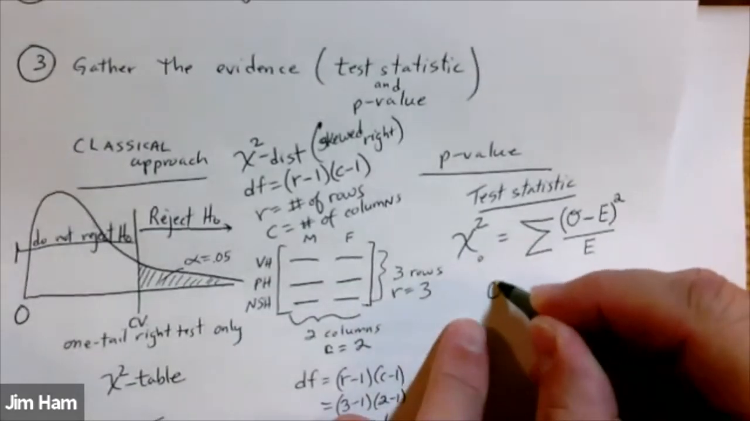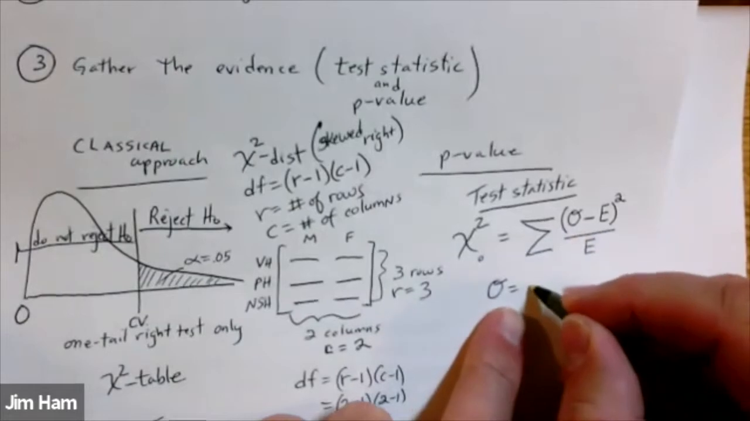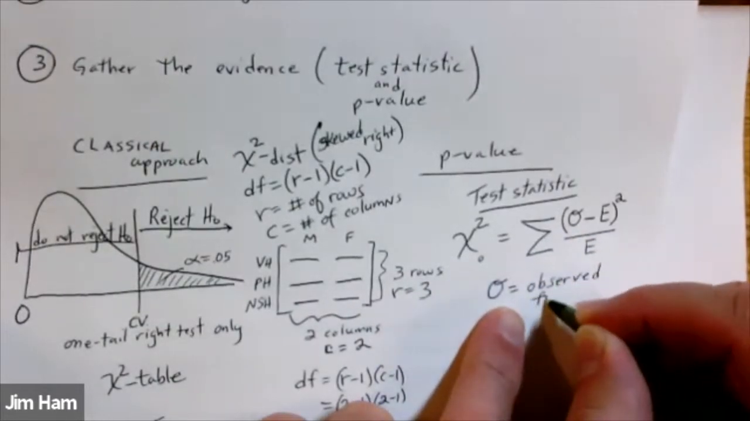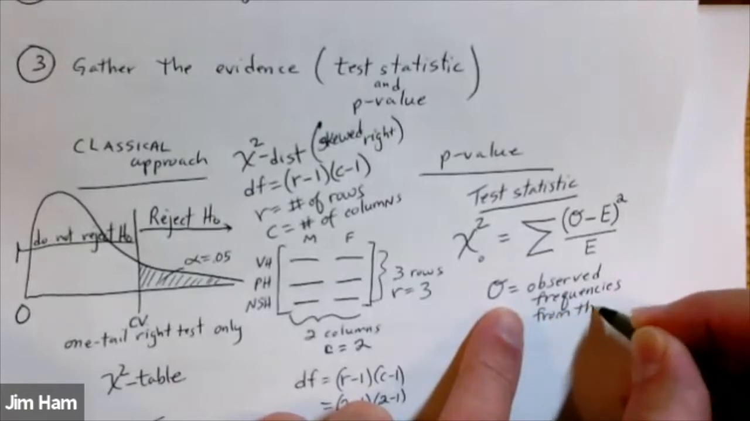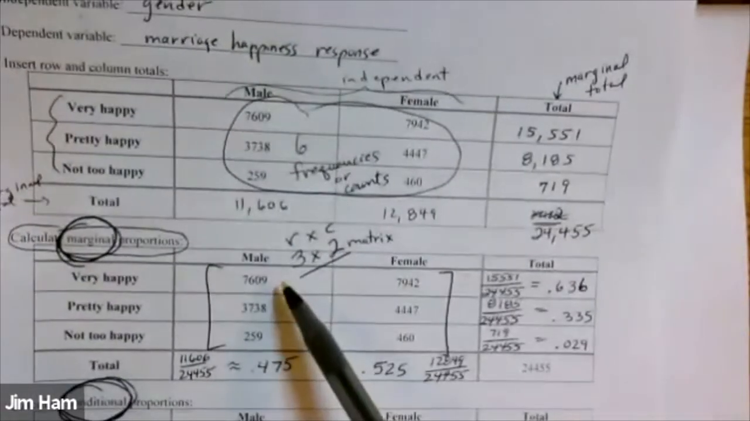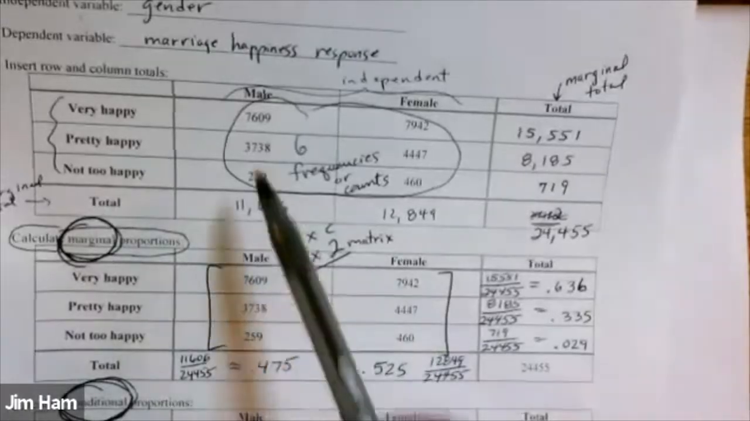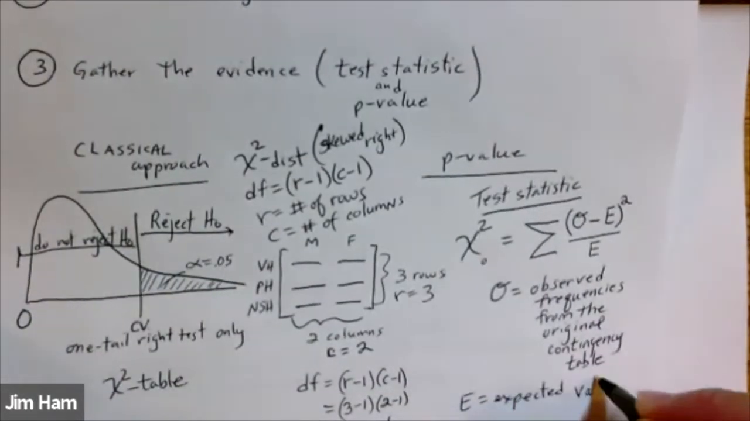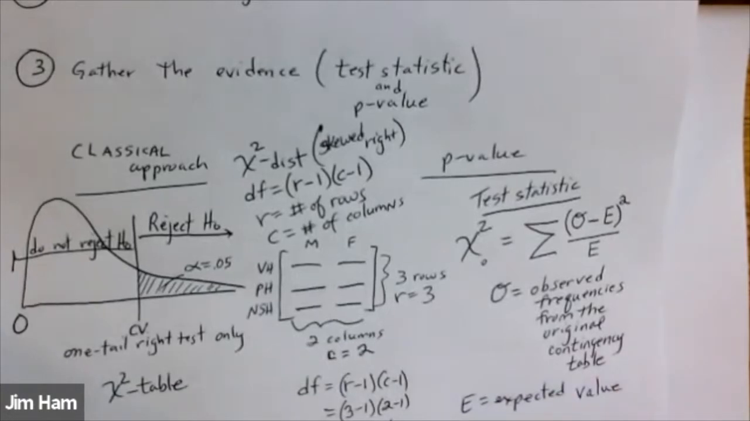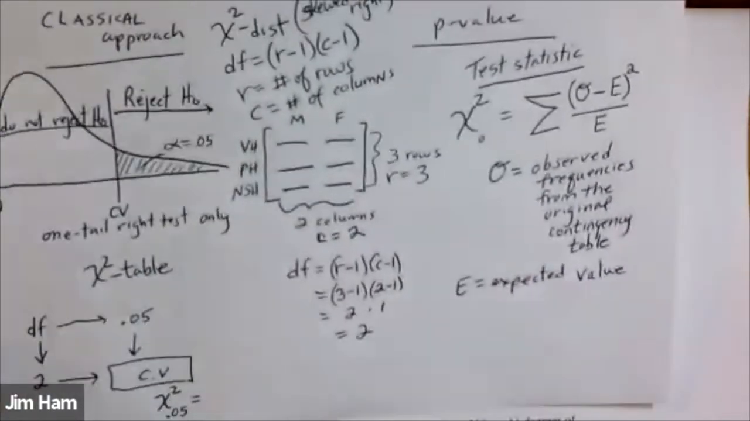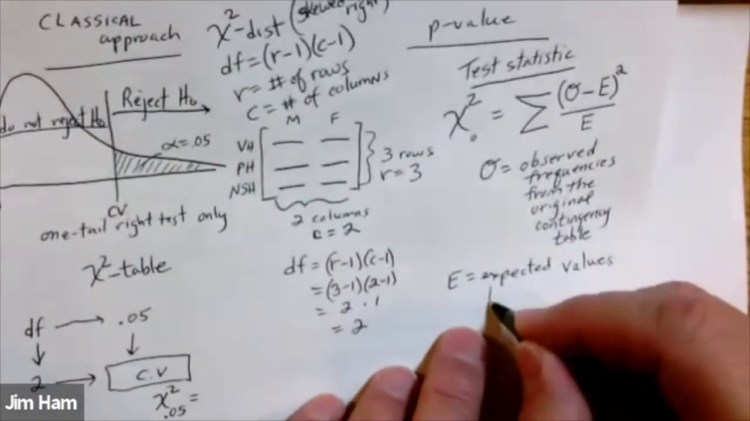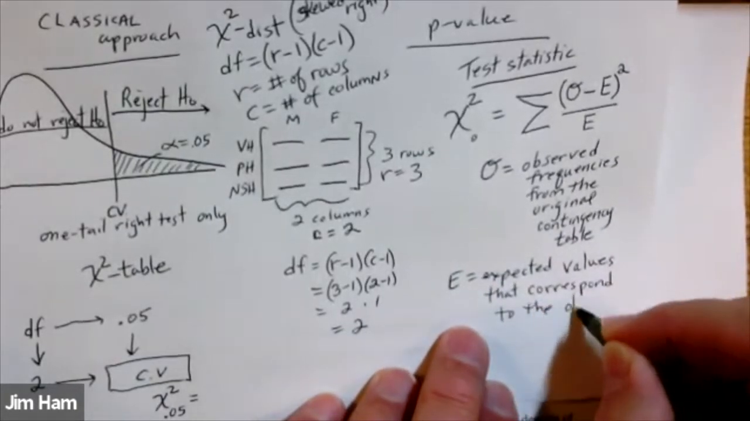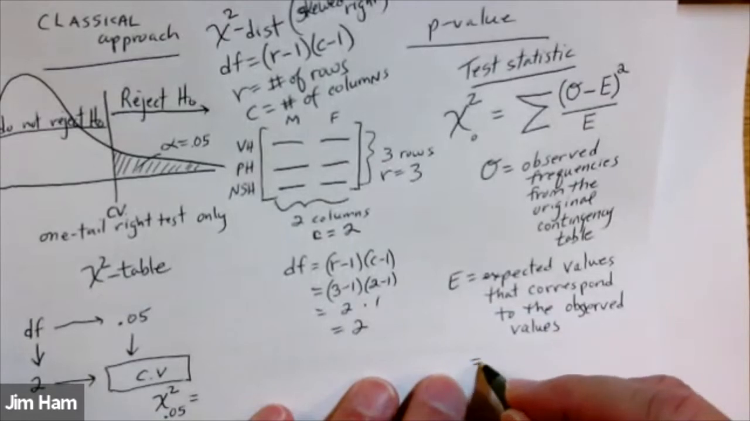So the O's that you see in here are the observed frequencies from the original table. So here they are. These are the frequencies, these numbers here. And the E's are the expected values. I'm going to say values as opposed to frequencies, but expected values that correspond to the observed values. And here's how you calculate each one.